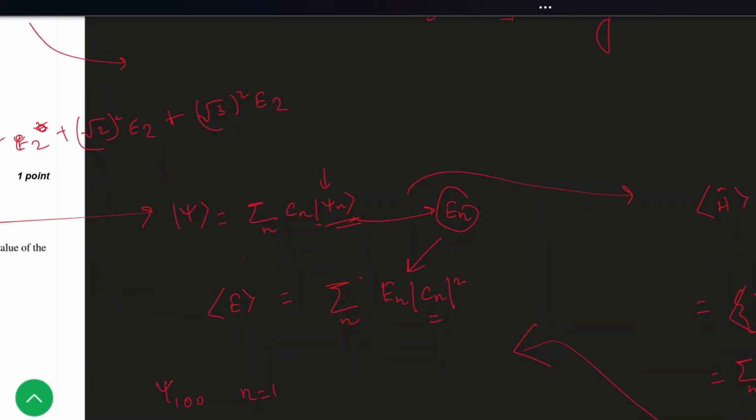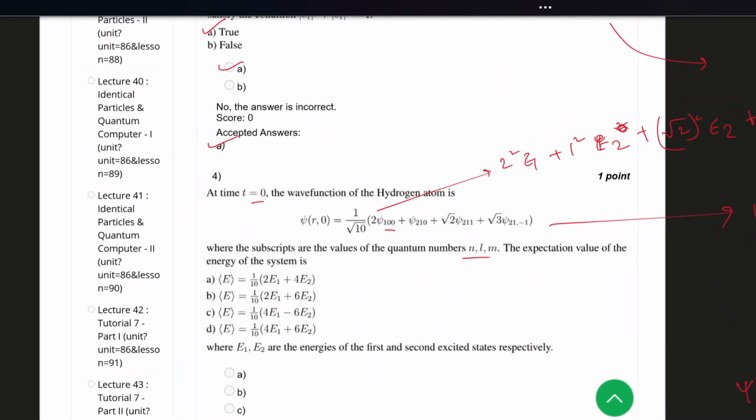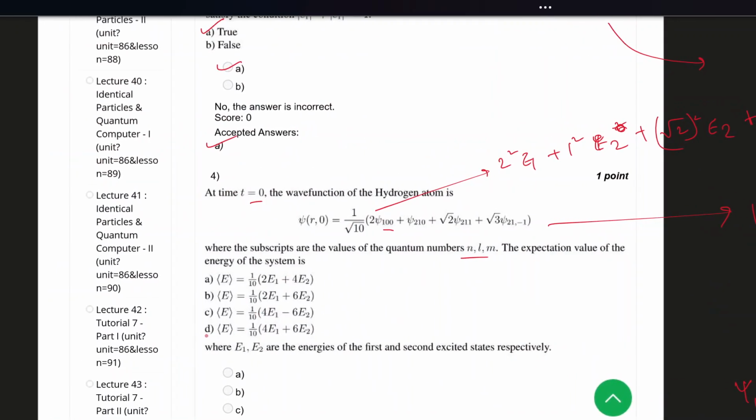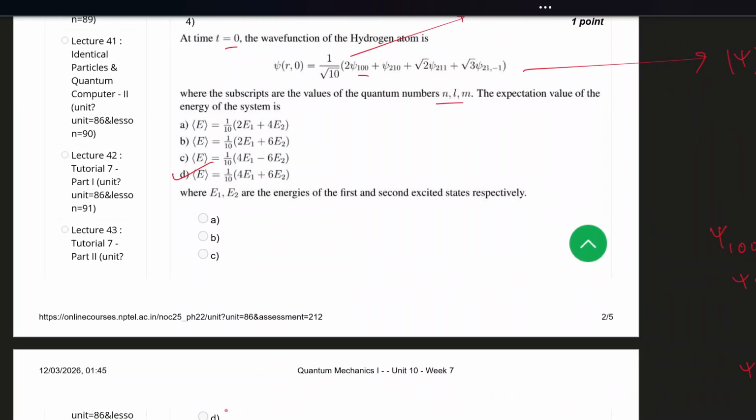Which is like 4 E1 plus 1 plus 2 plus 3 E2. We should not forget the constant coefficient outside, which is 1 by root 10 whole squared, so it is 1 by 10. So this is 4 E1 plus 6 E2, by 10. This is our energy expectation value answer, 4 E1 plus 6 E2 by 10. So the correct answer will be option D.